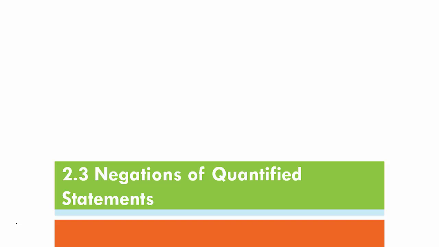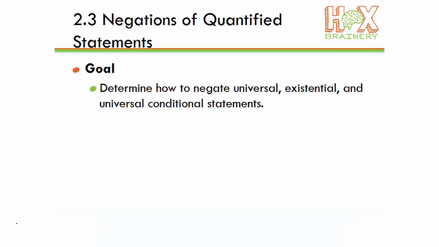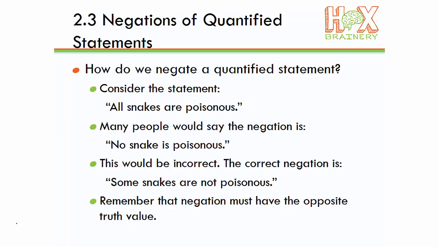Section 2.3, Negations of Quantified Statements. So our goal for this section is to determine how to negate universal, existential, and universal conditional statements. So how do we negate a quantified statement?